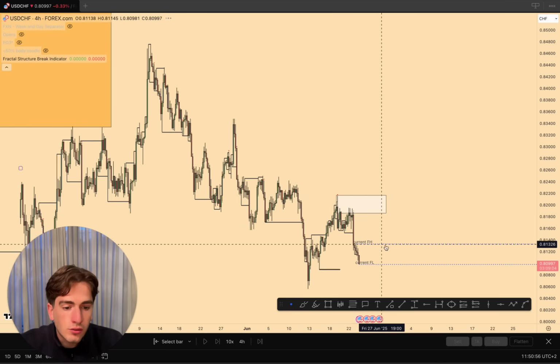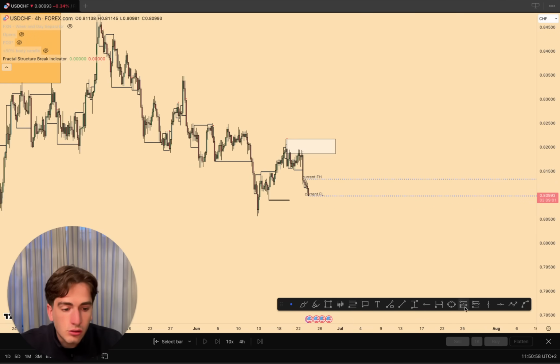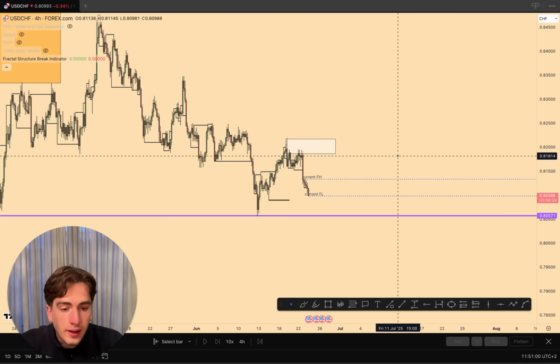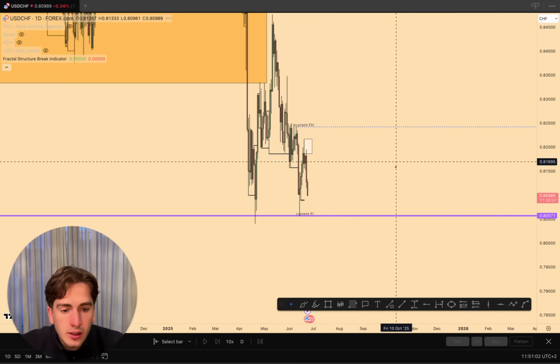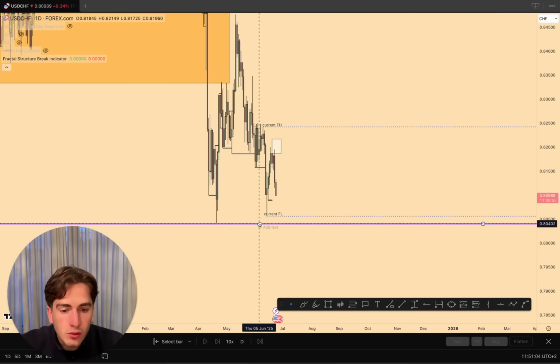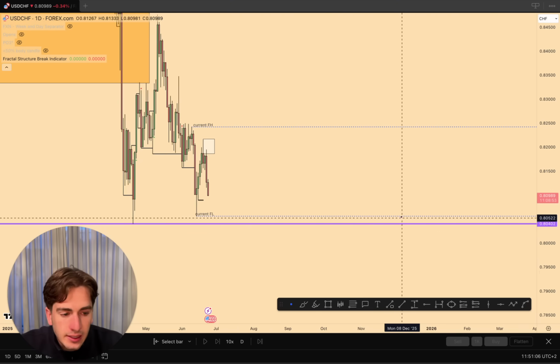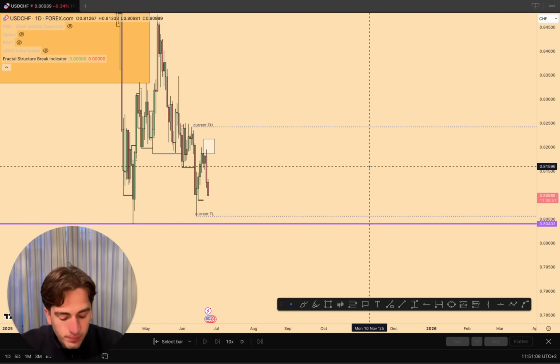And for now, you can just follow the overall structure in towards this low over here before looking for any real substantial reversals. So around that 0.84 level.